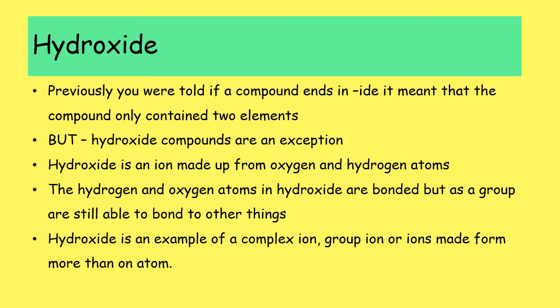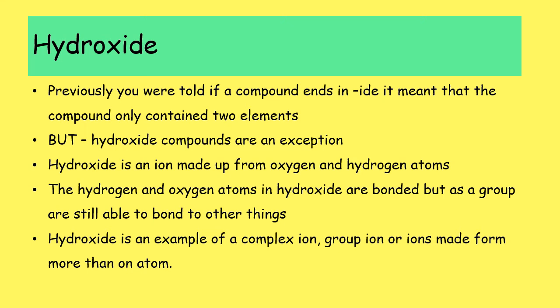So we're going to start off with hydroxide. Because in previous lessons, what we have said is that if a compound ends in the letters IDE, that meant that that compound only contained 2 elements. And you were told that hydroxide was an exception to that rule.